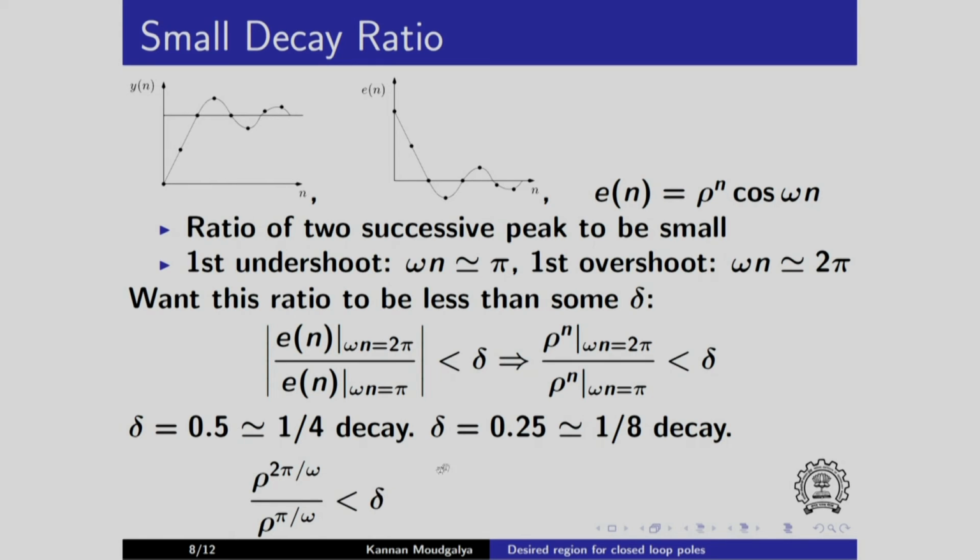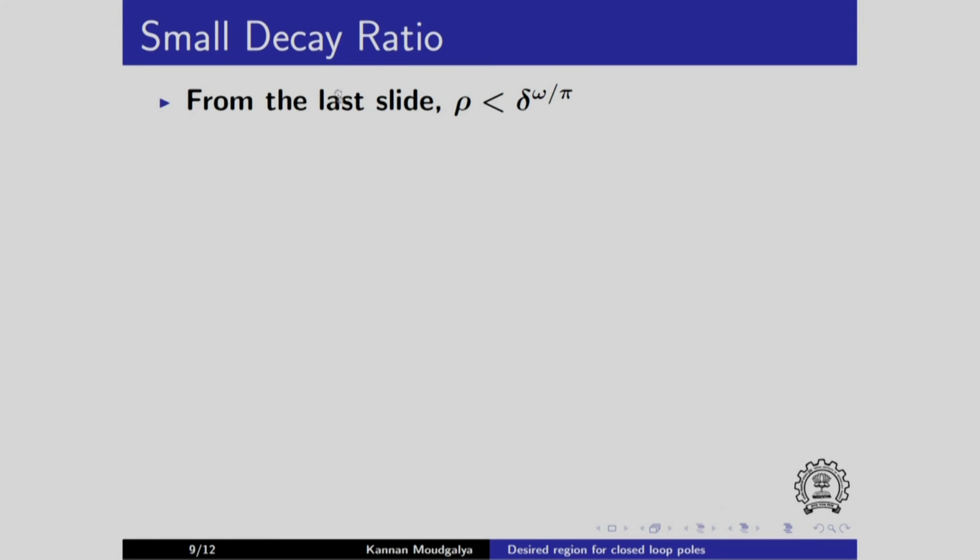So anyway, let us substitute for omega n equals 2 pi from here. So n equals 2 pi by omega, which is the numerator, and so the denominator becomes rho to the power pi by omega, which should be less than delta. When I simplify this, I get rho to the power pi by omega less than delta, or rho less than delta to the power omega by pi. Okay, I am going to write this down in the next slide. So this is the small decay ratio requirement.